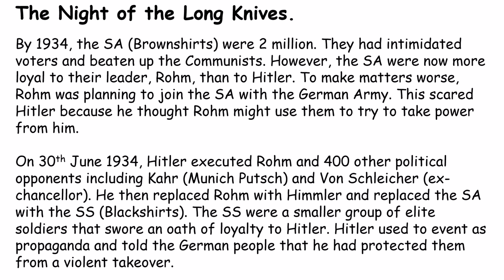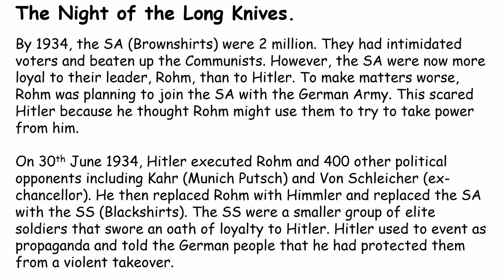He then replaced Ernst Röhm with Heinrich Himmler, and he replaced the SA with the SS Blackshirts. The SS Blackshirts were a smaller group, so around 240,000 men, but they are elite soldiers. They are disciplined, they swore an oath of loyalty to Hitler, and they were more effective.